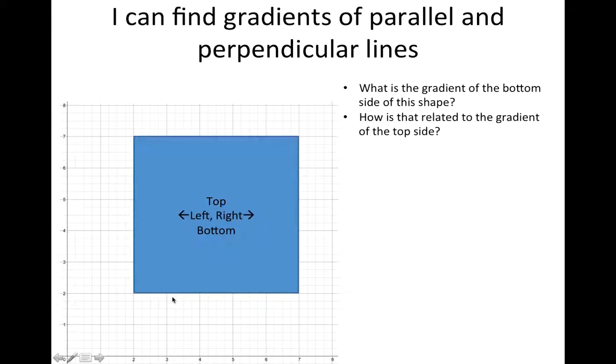Now we might wonder, how is this related to the gradient of the top side? Well, for the top side, for every one step we go across along this line, we take 0 steps up. So again, the gradient is 0. So we've just found that here and here, they both have the same gradient. It might look a bit obvious.